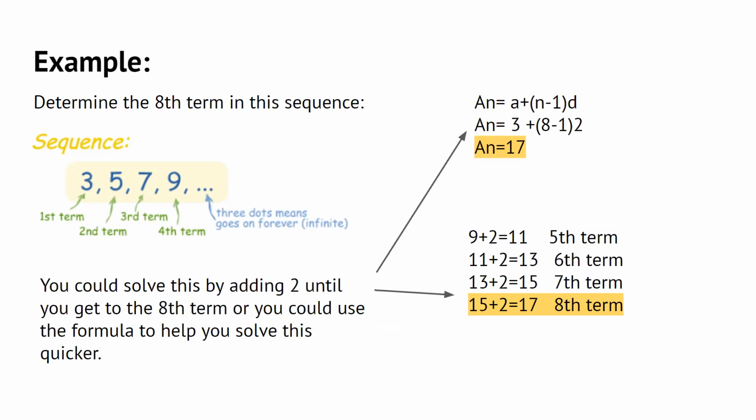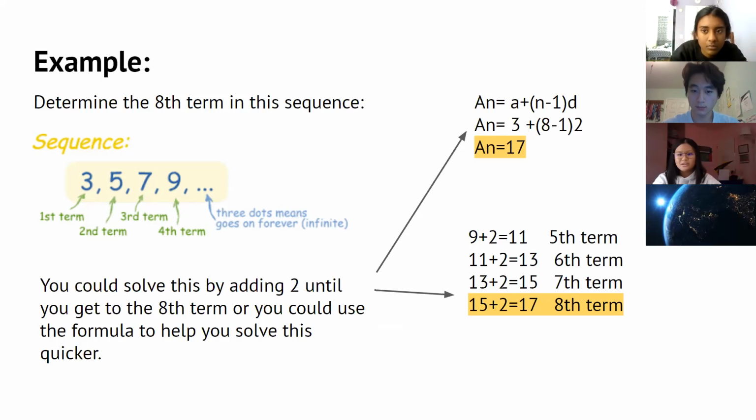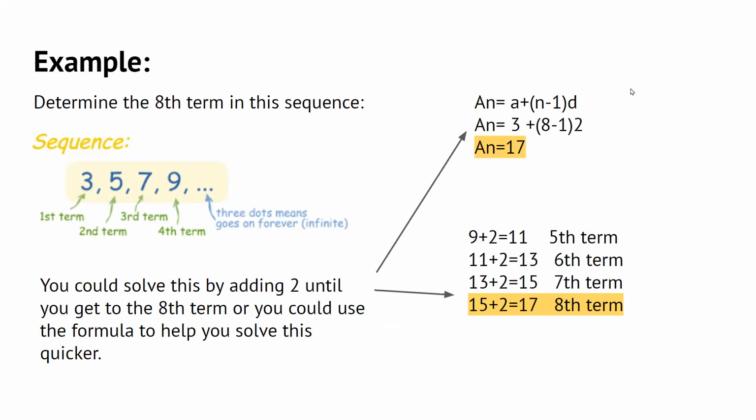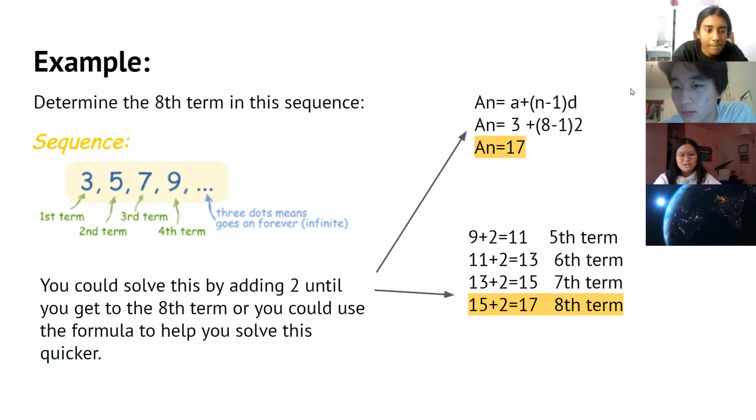If you plug in the numbers properly, you will get 17. Remember that 3 is the first term, n is the term we're trying to find, so 8, and the common difference is 2. So that means 3 plus (8 minus 1) times 2, and that will equal 17. The second way to do it is just continue the sequence as if you were writing each of them out. So you can say 9, then you add 2, 11, that's the 5th term. Add another 2, that's the 6th term, and you continue on to get 17. Both will give you the same answer.